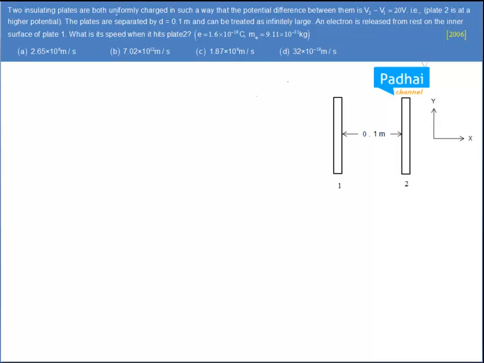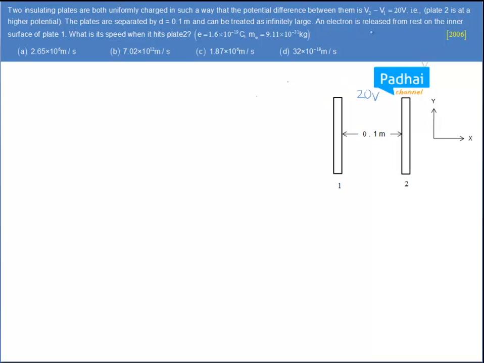Two insulating plates are both uniformly charged in such a way that the potential difference between them, V2 minus V1, is 20 volts. So there is a 20 volt potential difference, that is, plate 2 is at a higher potential. The plates are separated by a distance and can be treated as infinitely large.